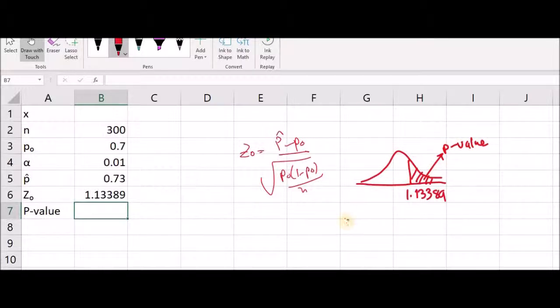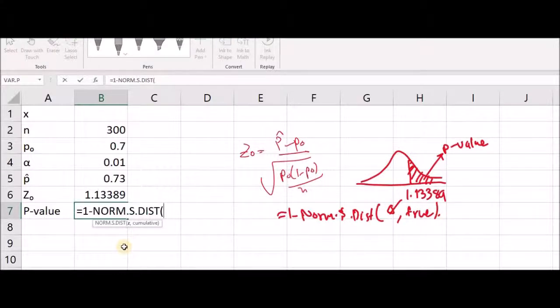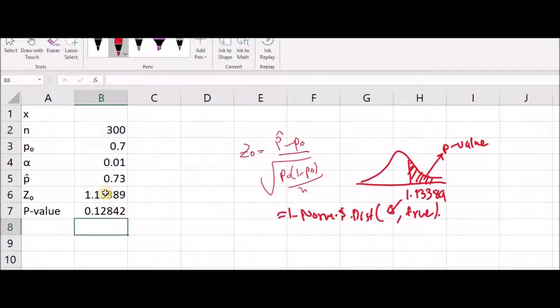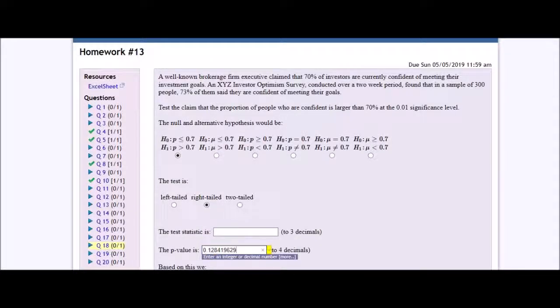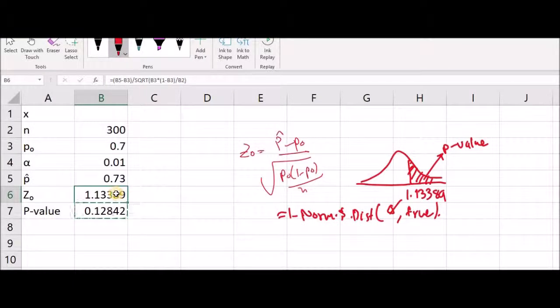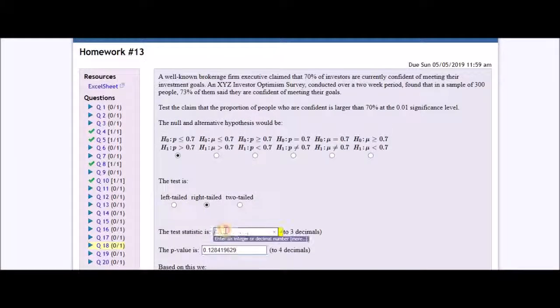To do that, we know that the norm dot distribution is not going to compute the area to the right. It's rather computing the area to the left. So to use that, we're going to say it is 1 minus norm dot s dot distribution of this number, comma, true. And that is what I'm going to use here, norm dot s dot distribution, because we're dealing with a z-score, comma, true. And that will be the p-value. So I'm going to copy that, and I'm going to paste it right here. And I'm going to copy the z value, and I'm going to paste it right here.